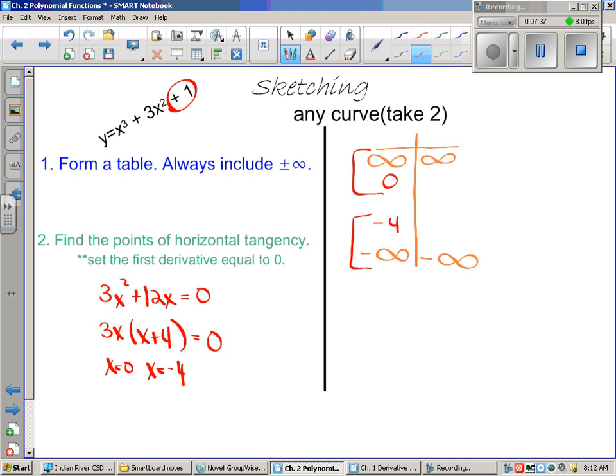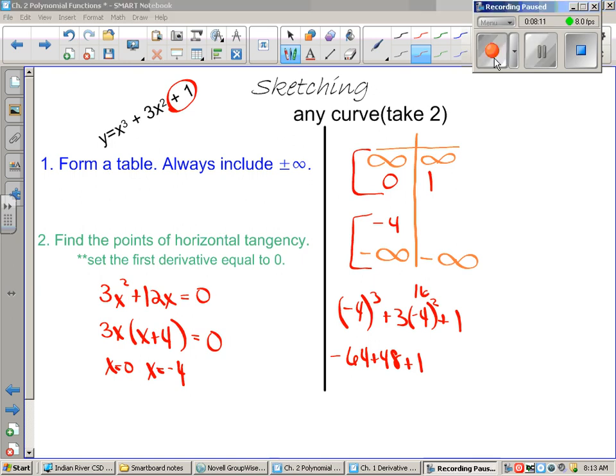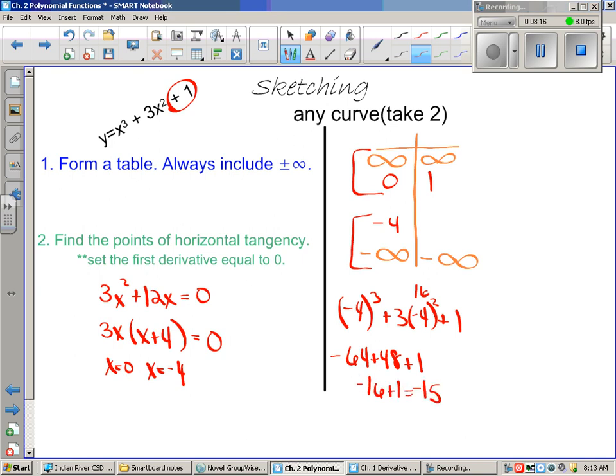Okay, so let's go ahead and plug 0 into the equation. We get 0, 1. And I plug negative 4 into the equation. Negative 4 cubed plus 3 times negative 4 squared plus 1. So negative 4 cubed, that is 64, and that's going to be negative 64. We have 16 times 3 this time, so that's 48. So it's a positive 48 plus 1. So negative 64 plus 48 is negative 16, plus 1, giving me negative 15.